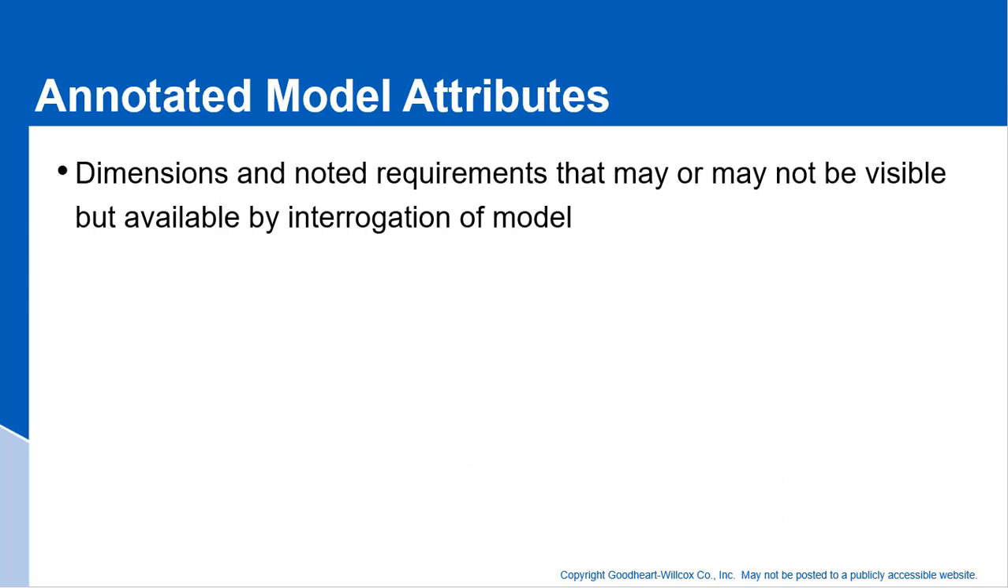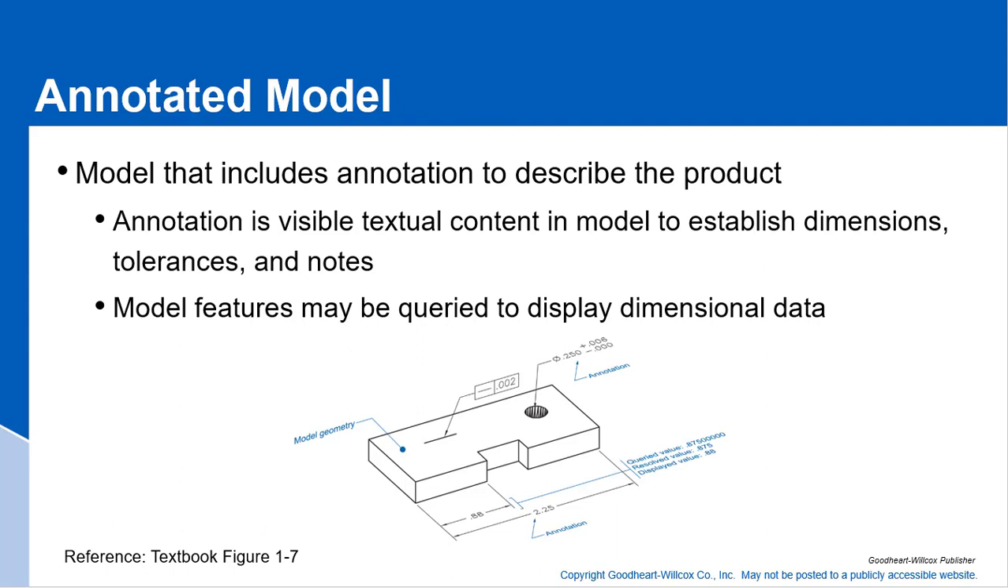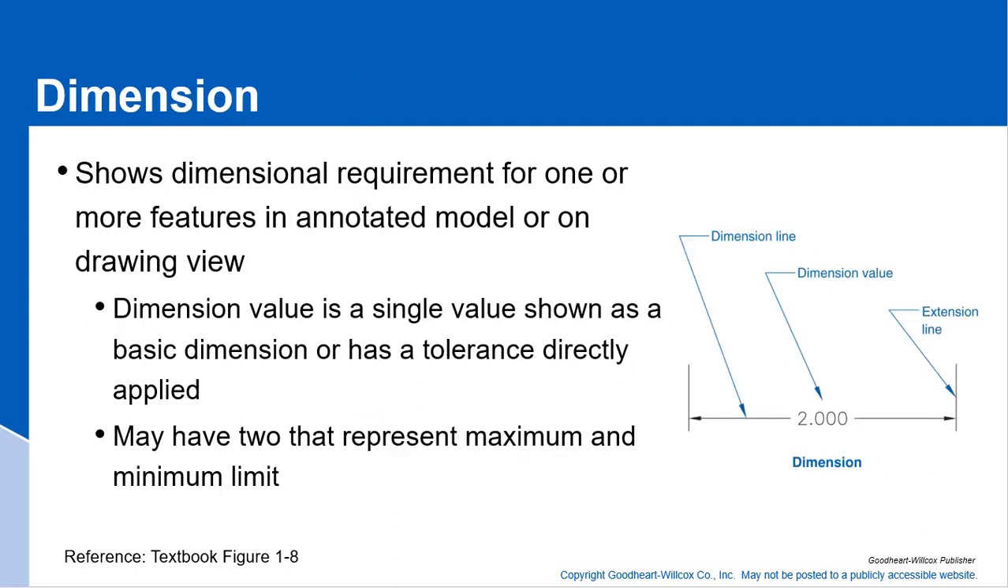Dimensions and noted requirements may or may not be visible but are available by interrogation of the model. So you can find these things by looking at the model. Let's take another peek at this one here. So here is how we can show dimensions on a solid model, hole sizes and stuff like that. So we can annotate on the solid model. Your book tells you all throughout the textbook how to do that on a model. It's good to see that, but it's not something that we're physically going to be doing in this class. We'll probably work more with orthographic views.